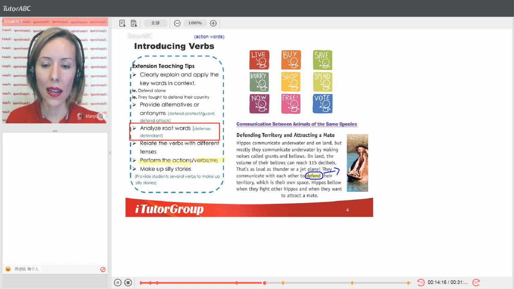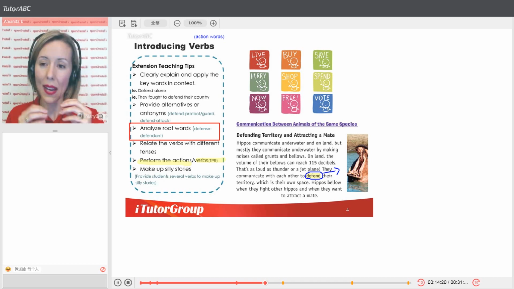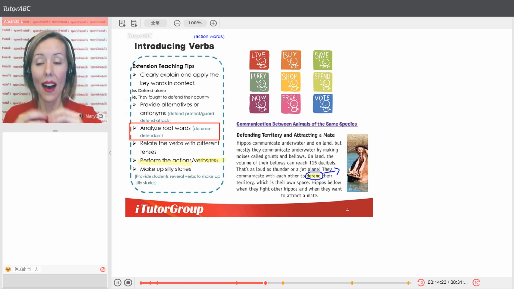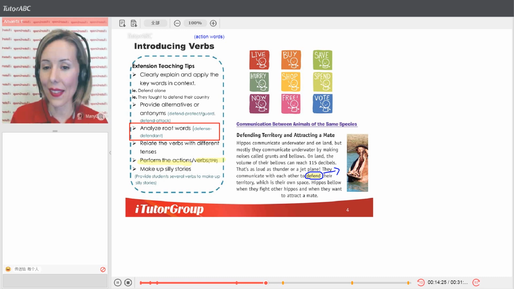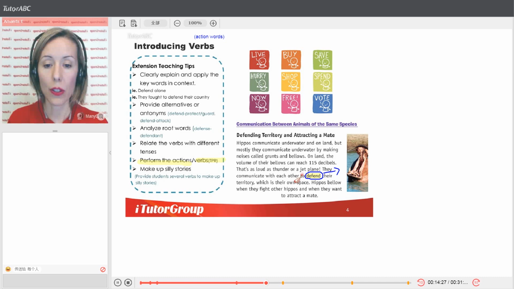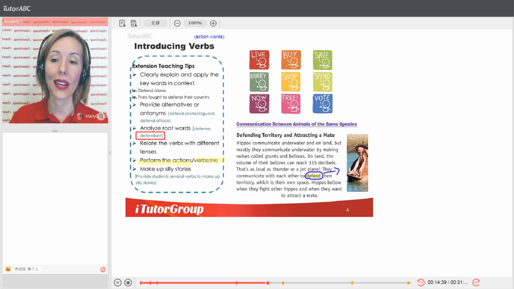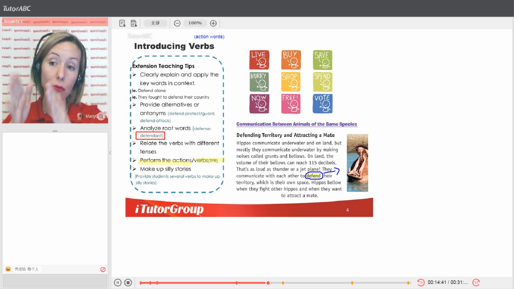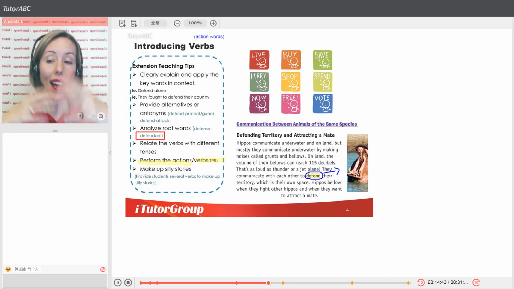We can also analyze the root word, and in English it's very common that we'll have similar type words that mean slightly different things. So we might talk about defend, defense, defendant. Maybe they've heard of some of these other words before. Now defend is the root word, so it works better if you've got maybe the word defendant, then you can explain, oh, the word defend is in defendant. So this is a person who defends someone else.